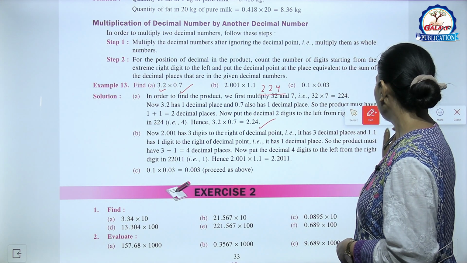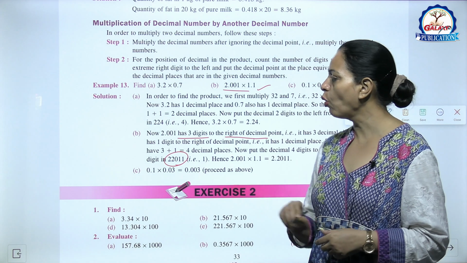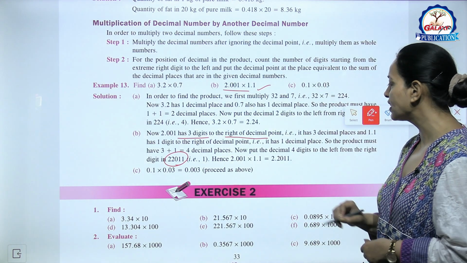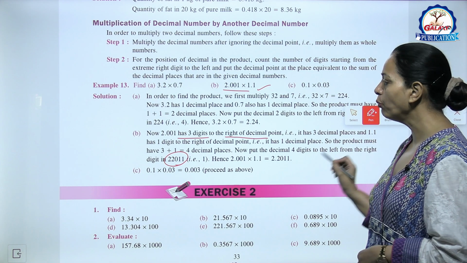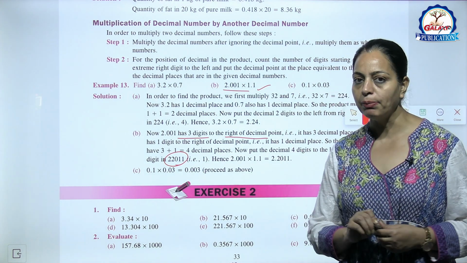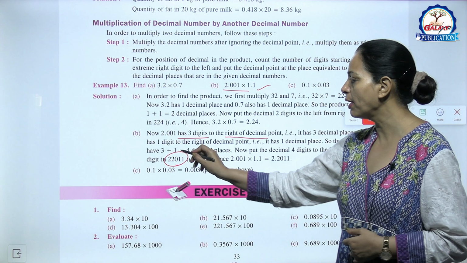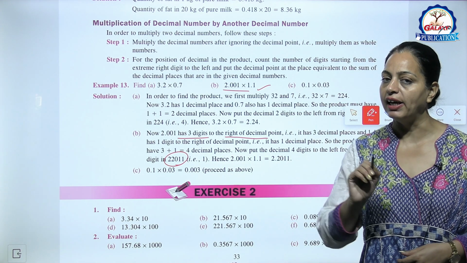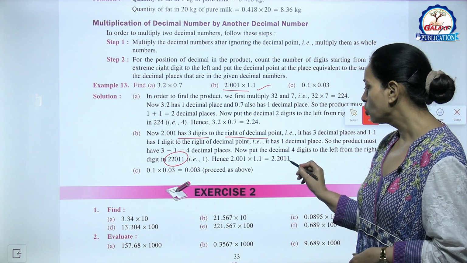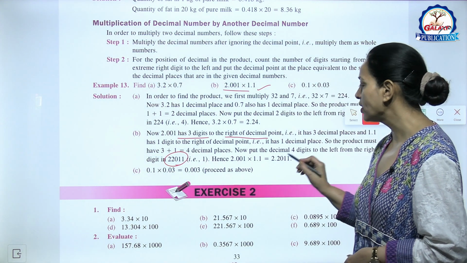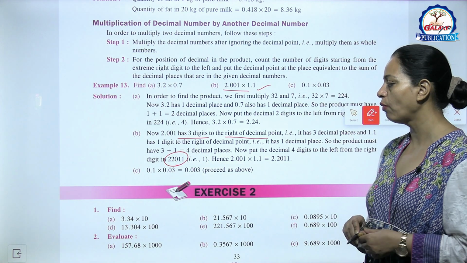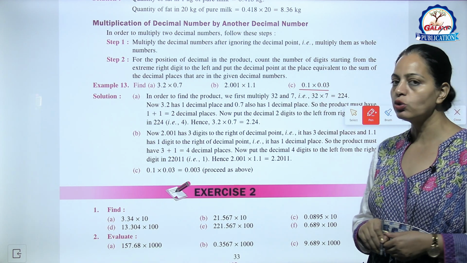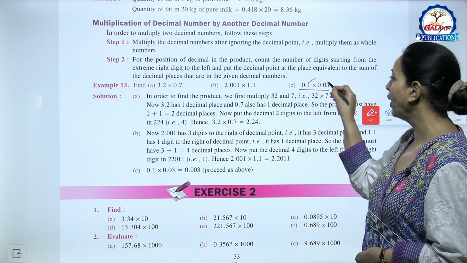Okay, now B part. Now this number 2.001 has 3 digits to the right of decimal point, that is it has 3 decimal places, and 1.1 has 1 decimal place, so total is 3 plus 1 is 4. यानी प्रोडक्ट में हम क्या करेंगे 4 डिजिट से पहले डेसिमल लगा देंगे, so 1 2 3 4, so answer is 2.2011, right?